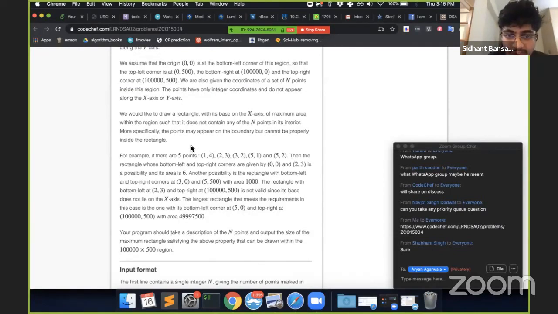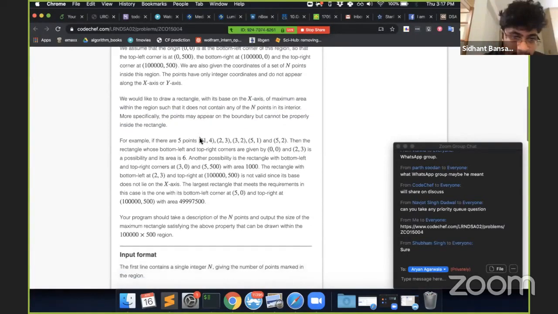So we want to draw a rectangle with its base on the x-axis of maximum area, such that none of the endpoints lie inside it. The points can appear on the boundary, but they cannot lie inside. So one of the edges of the rectangle can coincide with a point, but the point shouldn't be completely inside the rectangle.